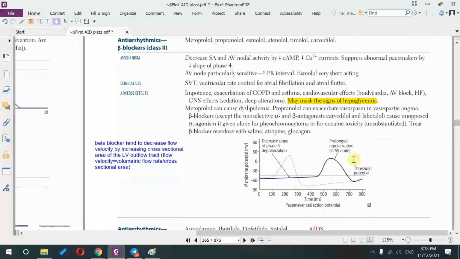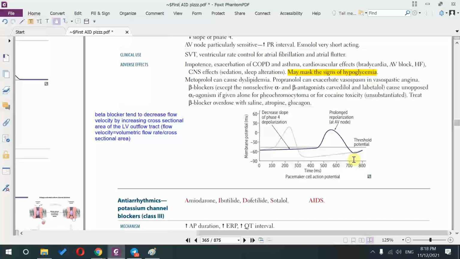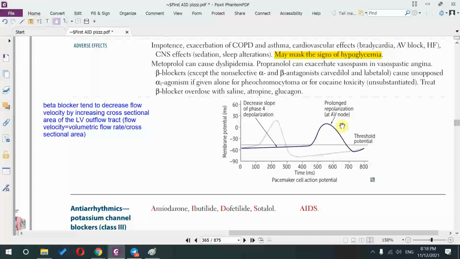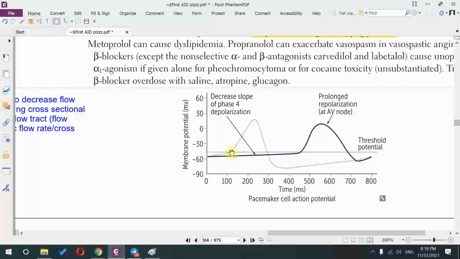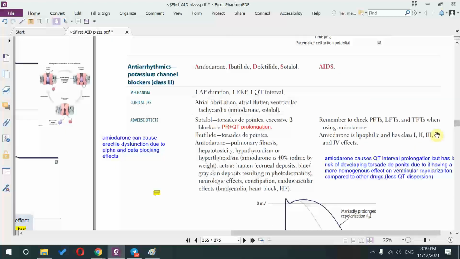Okay, so one more thing I want to add here. Take a look here. So you can see the slope of phase 4 has decreased significantly. Like it was like this, now it's longer, which means there is bradycardia, prolonged repolarization at the AV node. So you can see, and then even at the contraction, it's a much lower slope. Okay, good. Let's speak about antiarrhythmics.